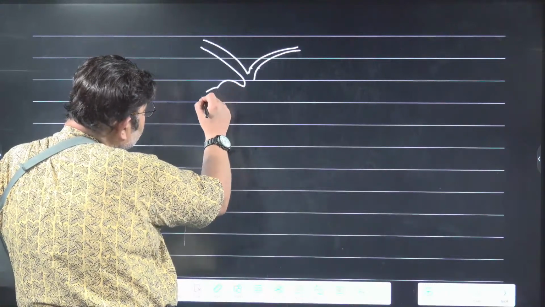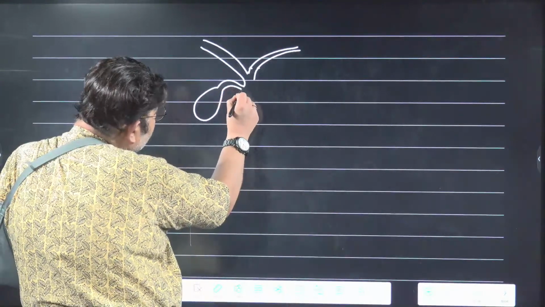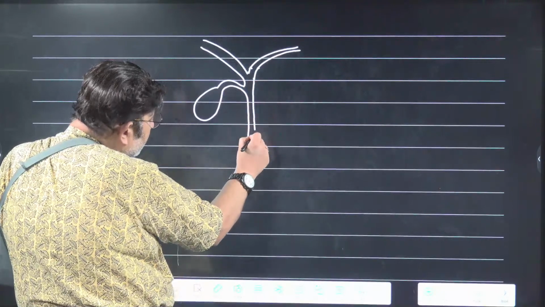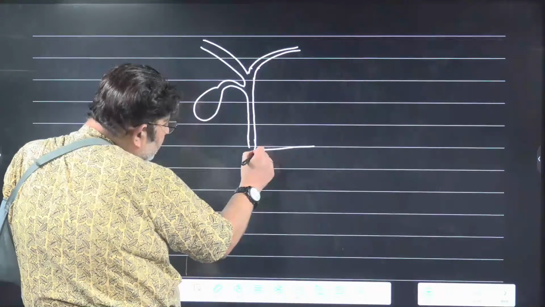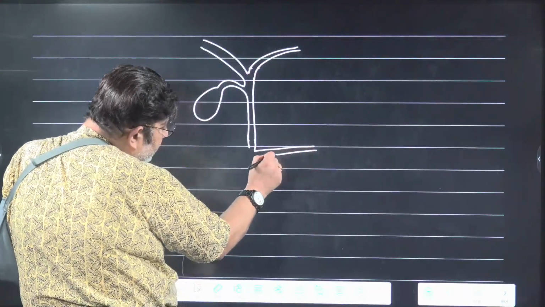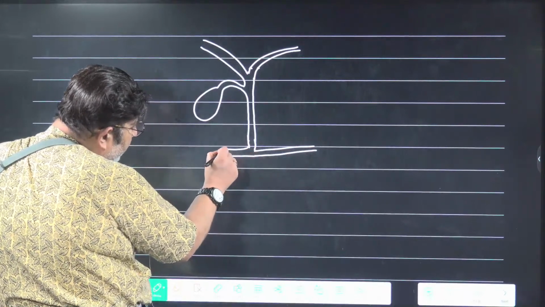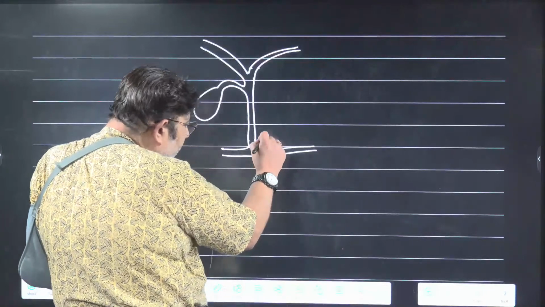okay? From the neck of the gallbladder, a duct is connected, and this ultimately comes into the common bile duct. Common bile duct merges with the main pancreatic duct and forms a common duct which is called hepatopancreatic duct. So this is a main pancreatic duct.